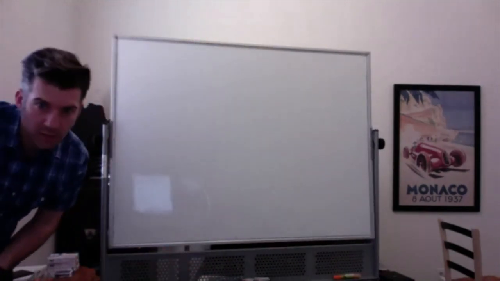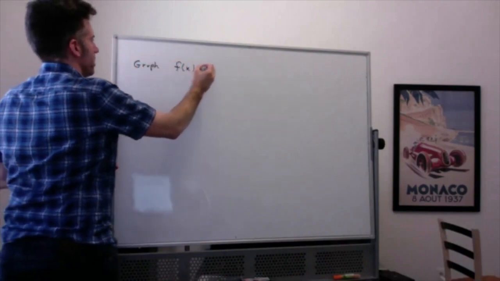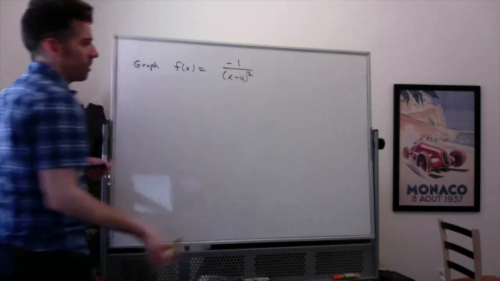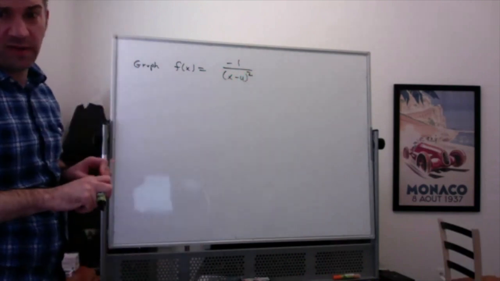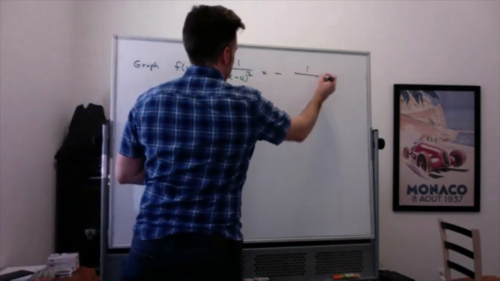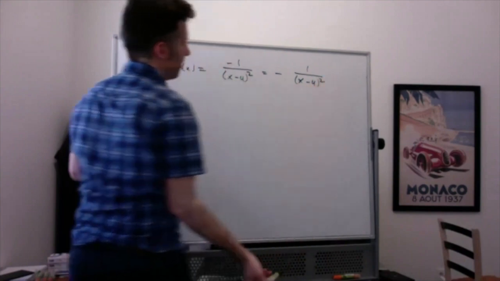Okay, so again, I'm working from the inside out. So let's try and graph f of x equals -1 over x minus 4 squared. Or if you prefer, to make it a little easier to see, you might think of it as -1 over x minus 4 squared.